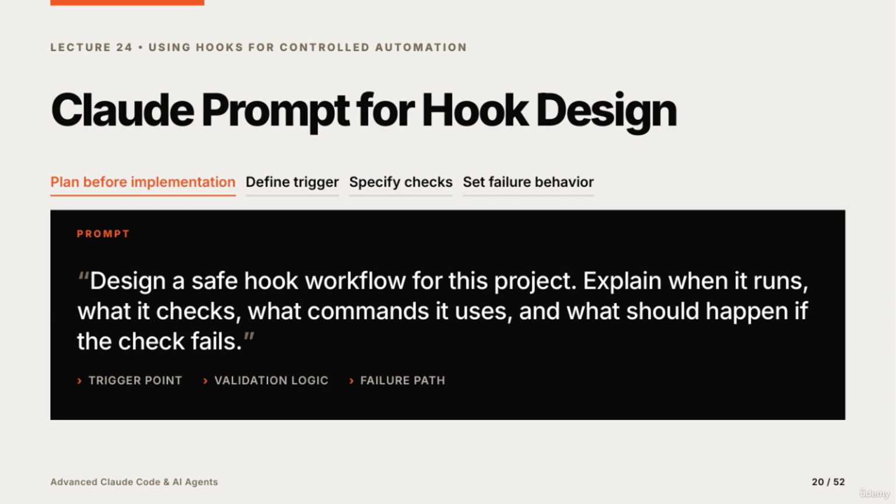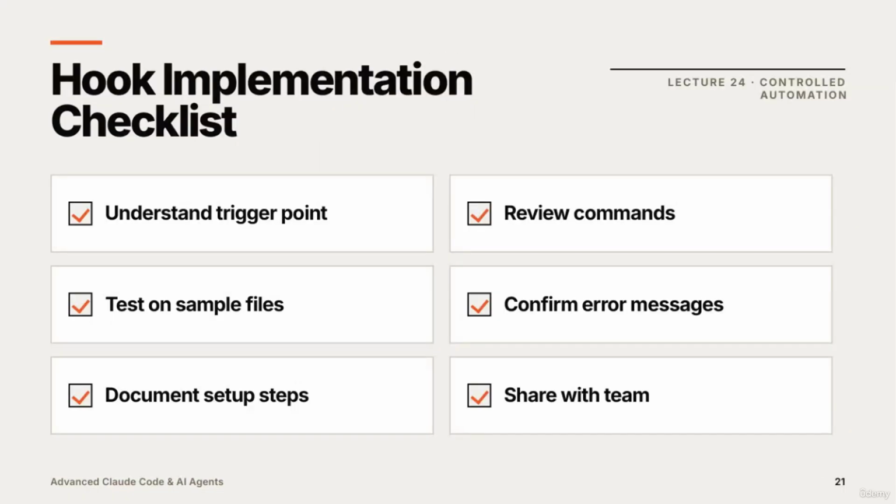The prompt here guides us to design a safe hook workflow by clearly explaining when the hook runs, what checks it performs, the commands it uses, and what the failure outcomes are. Breaking it down, we have three main components: the trigger point, the validation logic, and the failure path. By following this structure, you create hooks that not only automate tasks effectively, but also maintain control, safety, and reliability throughout the process. This method leverages advanced Claude code and AI agents to bring precision and intelligent decision-making to automation workflows.